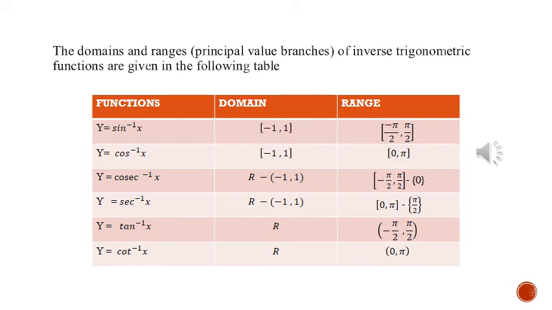Similarly, y equal to cosec inverse x. Its domain is R minus the interval -1, 1. Range is minus pi by 2, pi by 2 minus the element 0. From the interval minus pi by 2 to pi by 2, we can't take the element 0. So delete 0 from the closed interval minus pi by 2 to pi by 2. Similarly, y equal to sec inverse x, y equal to tan inverse x, and y equal to cot inverse x. This you have to learn by heart.